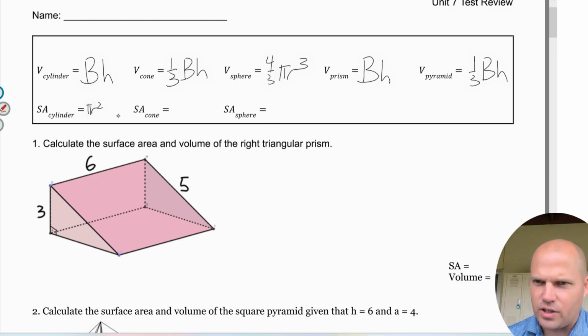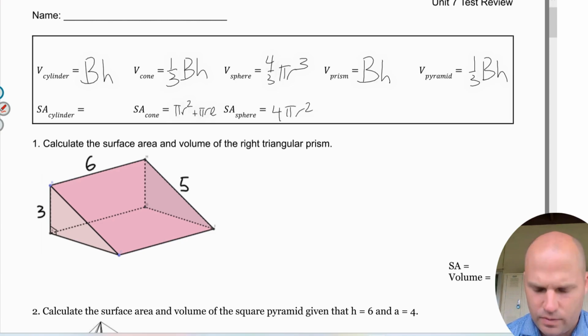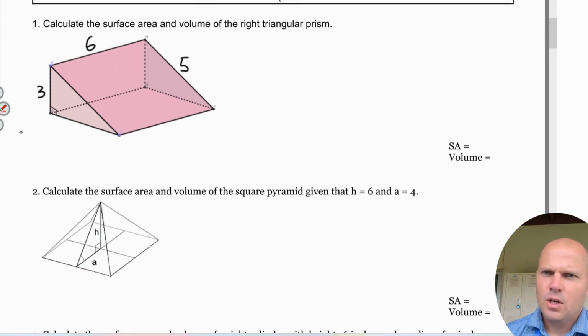Surface area of the cylinder. I honestly don't want to give you the formula for this. You should know it. I'll give you the surface area of the cone. It's pi r squared plus pi r l. The pi r l part is the part in the middle. Surface area of the sphere is 4 pi r squared. If you don't know the surface area of the cylinder, we got problems.